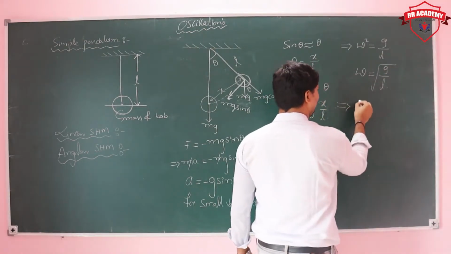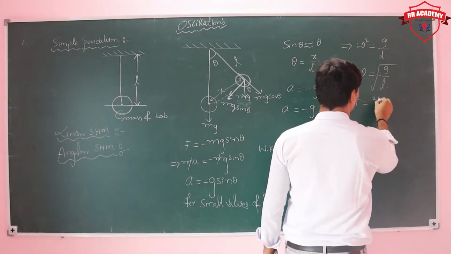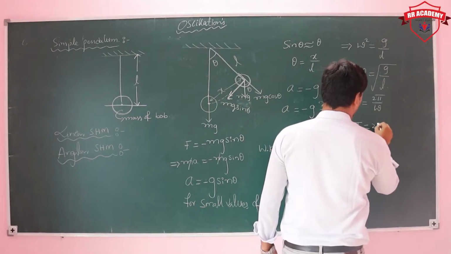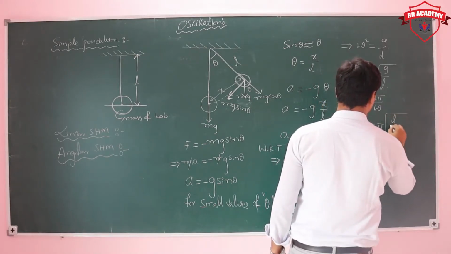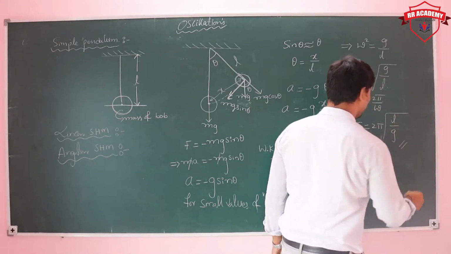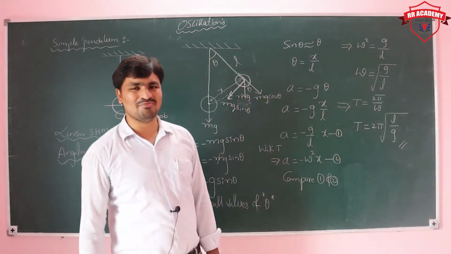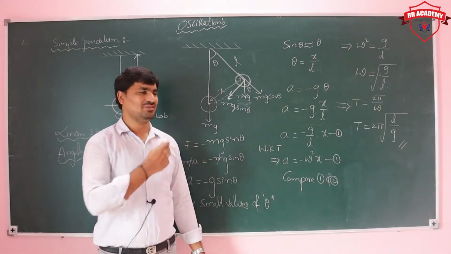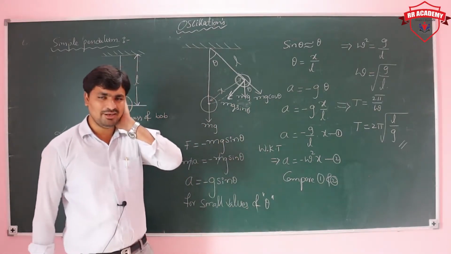Then if you are taking the time period, T is equal to 2 pi by omega, so the time period T is equal to 2 pi into under root L by g. This is simply the time period of the simple pendulum. For this only we are solving all this.